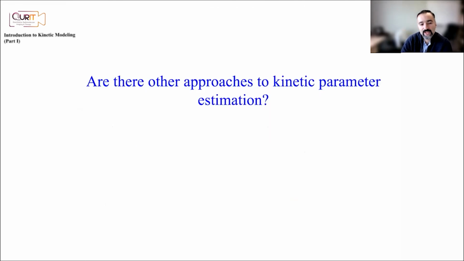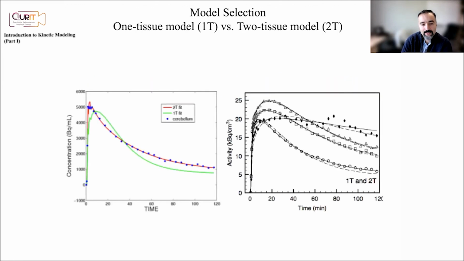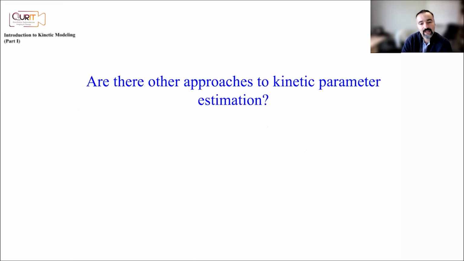And then the question is, okay, we're estimating using nonlinear fitting these micro parameters, K1, K2, K3, and maybe K4 if it's reversible. But are there other approaches to kinetic parameter estimation that can be used? And the answer is yes. And we're going to talk about that next.